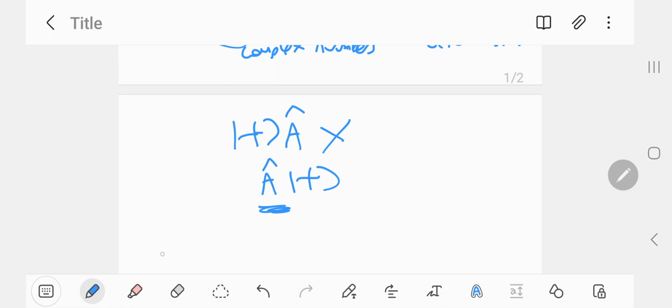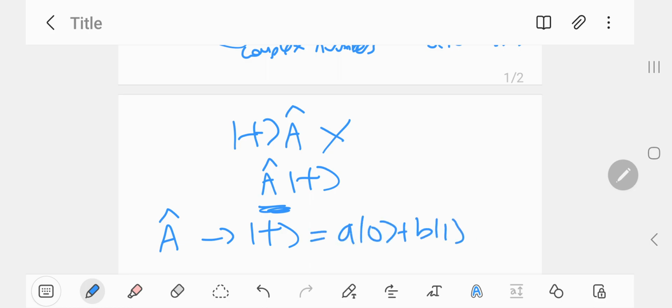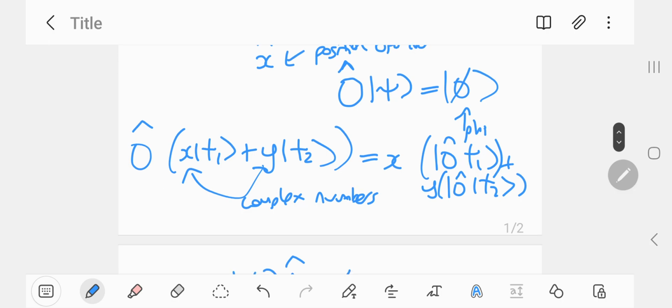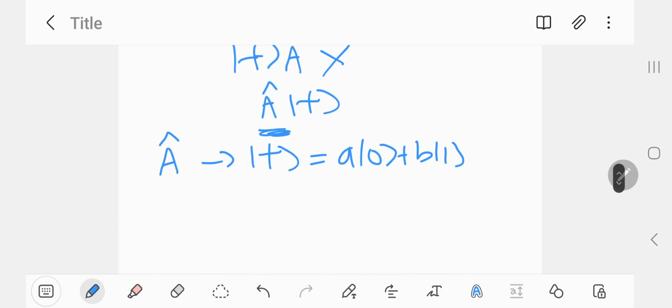As an exercise, try to show that some operator A hat acts linearly on the quantum state psi equal to A0 plus B1. It's the same thing that I did here before, showing the linearity, the linearity test.